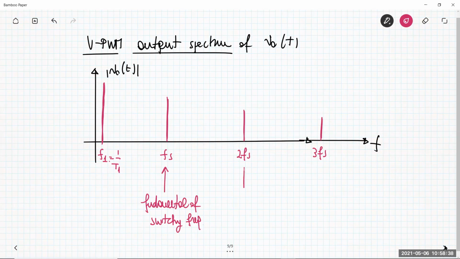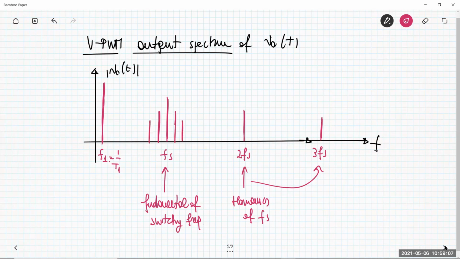And harmonics of the switching frequency, this one, etc., etc. Then you have intermodulation products. So something that is related to the fact that you have F1, okay, and a switching frequency Fs. The modulation brings you some intermodulation products.